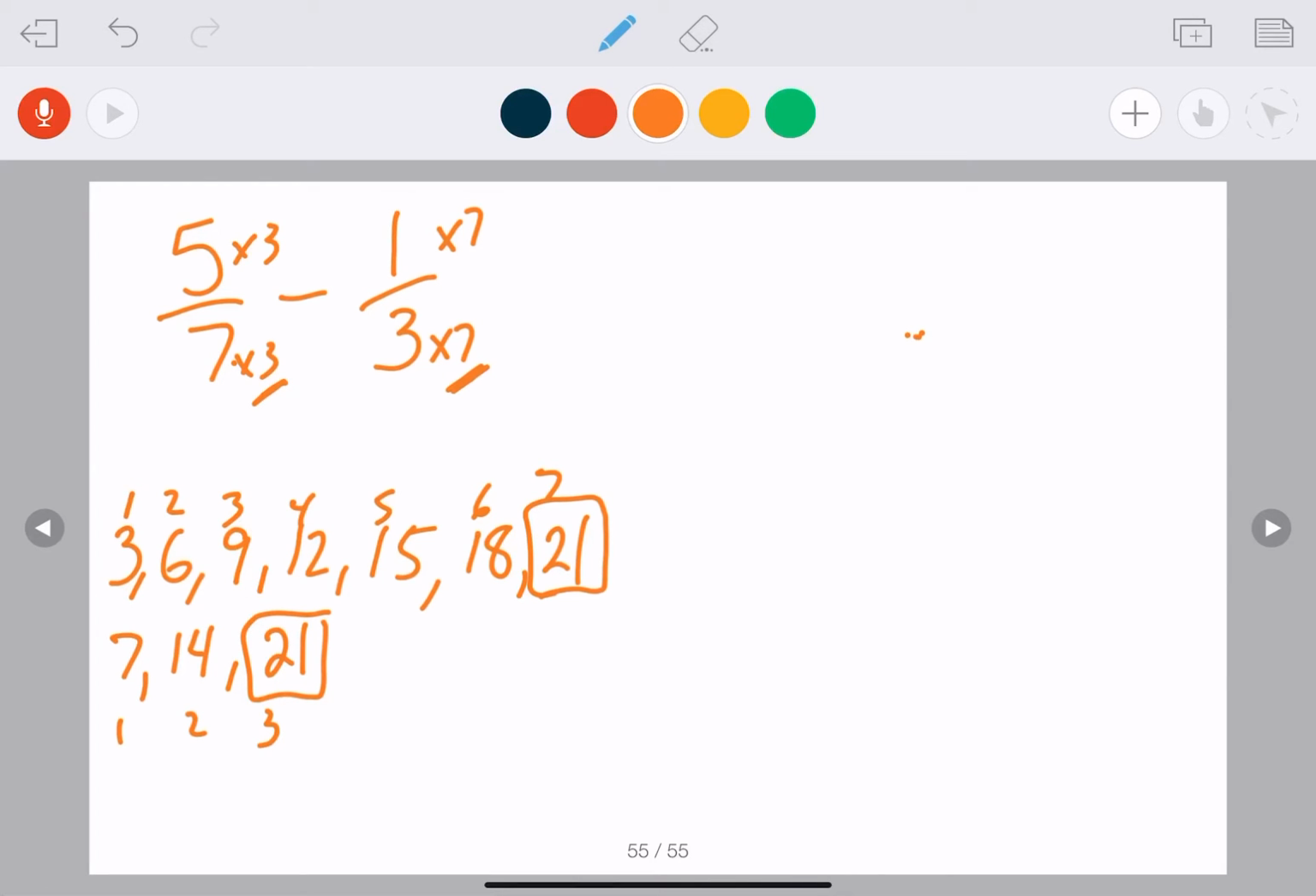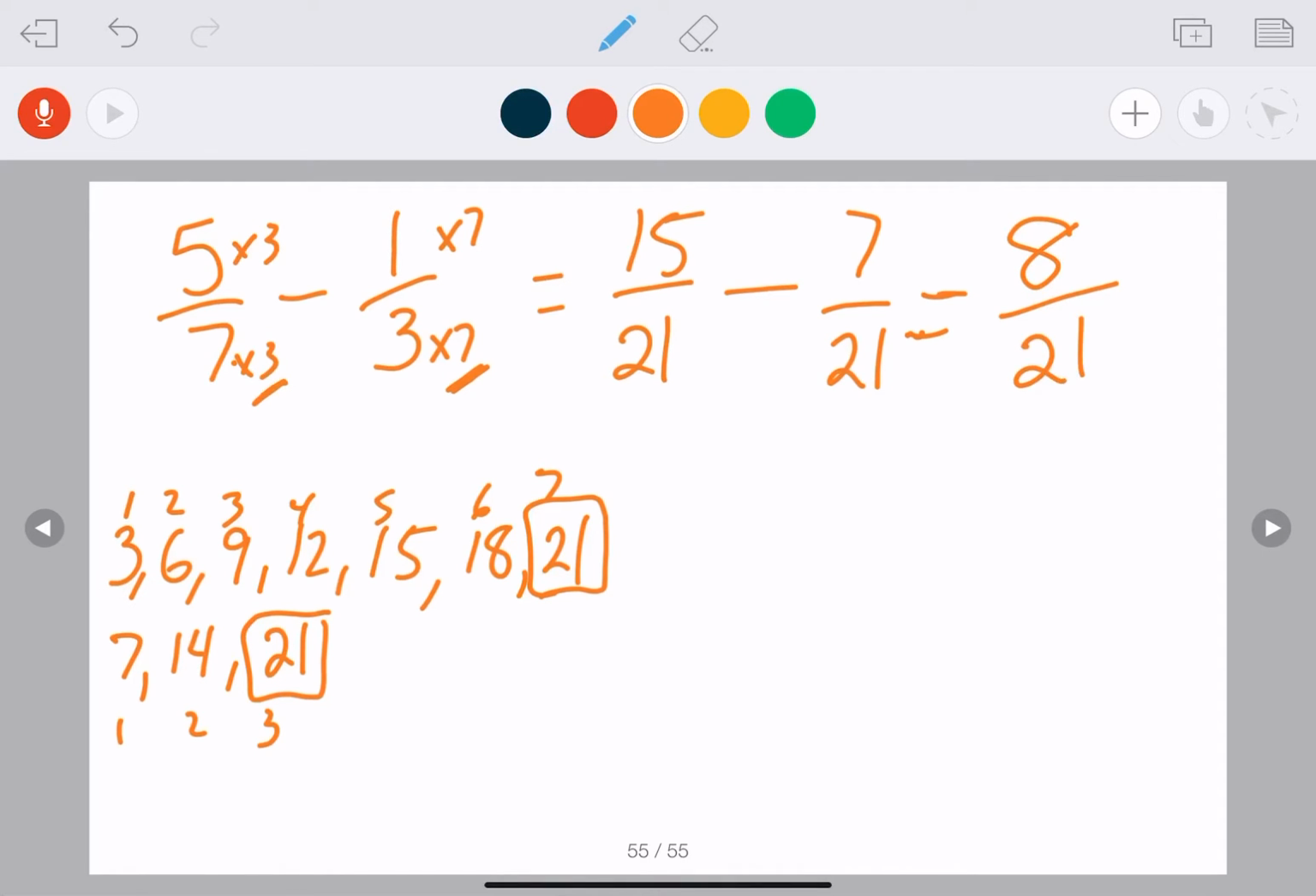So if I finish this off, 5 times 3 gives me 15. 7 times 3 gives me 21, my subtraction sign. 1 times 7 gives me 7. 3 times 7 gives me 21. Finishing this out, 15 take away 7 gives me 8. 21, 21, and the bottom must be 21. Again, no factors in common, so I cannot simplify.